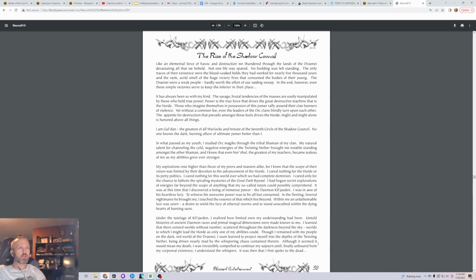In the end, however, even these simple victories served to keep the inferior in their place. It has always been so with my kind. The savage, brutal tendencies of the masses are easily manipulated by those who hold true power. Power is the true force that drives the great destructive machine that is the Horde. Those who imagine themselves in possession of this power rally around their clan banners of violence. Yet without a common foe, even the leaders of the orc clans blindly turn upon each other. The appetite for destruction that prevails amongst these fools drives the Horde. Might and might alone is honored above all things. I am Gul'dan, the greatest of all warlocks and initiate of the seventh circle of the Shadow Council. No one knows the dark burning allure of ultimate power better than I.